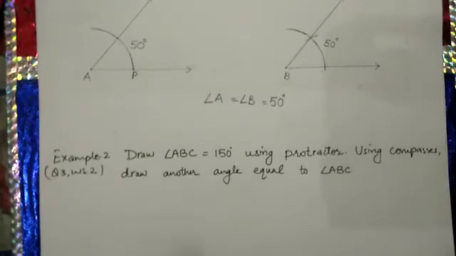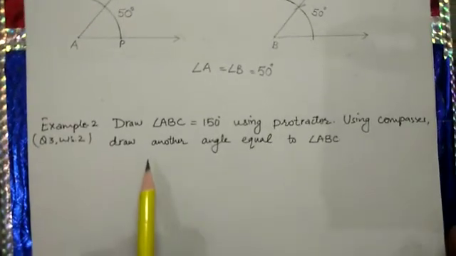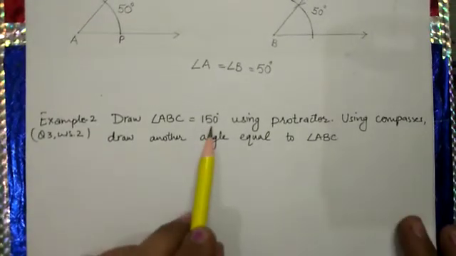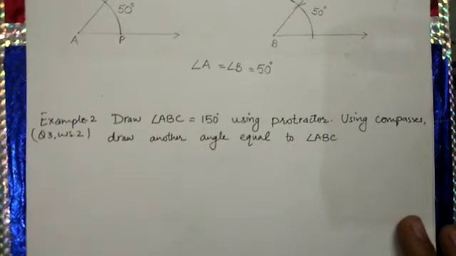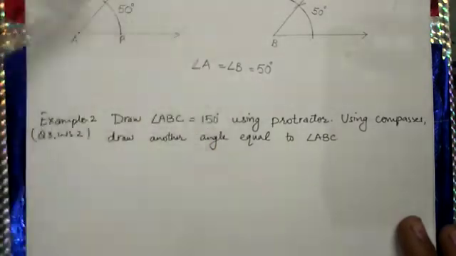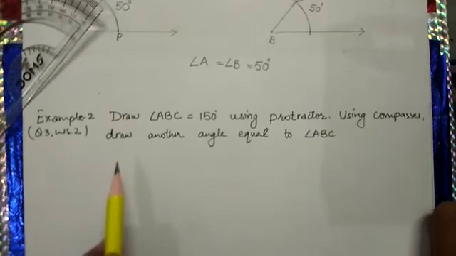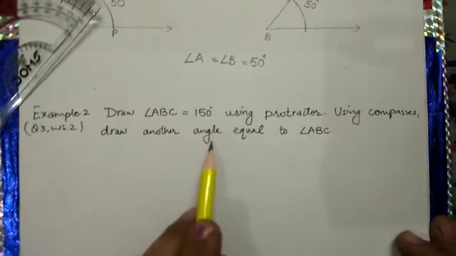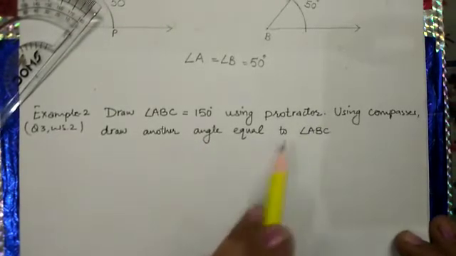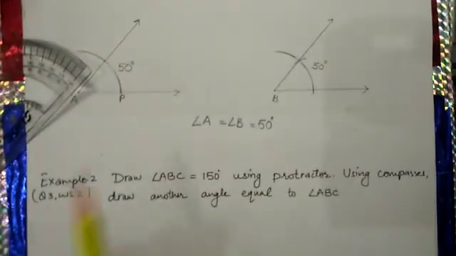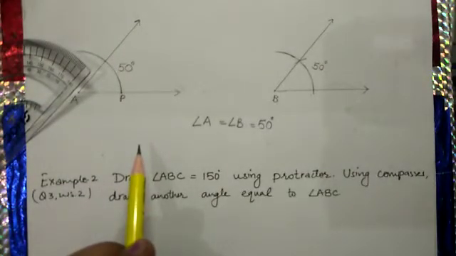Similarly, in the next question we have to draw an angle of 150 degrees using a protractor, and now using compass we have to draw another angle equal to angle ABC. The same method will be followed as we have done in question number 1.